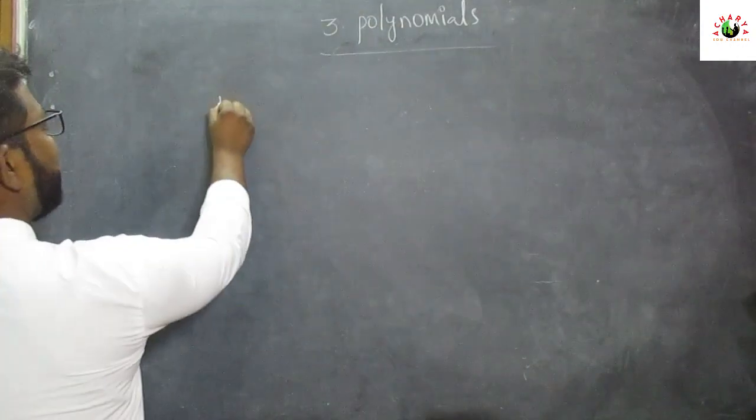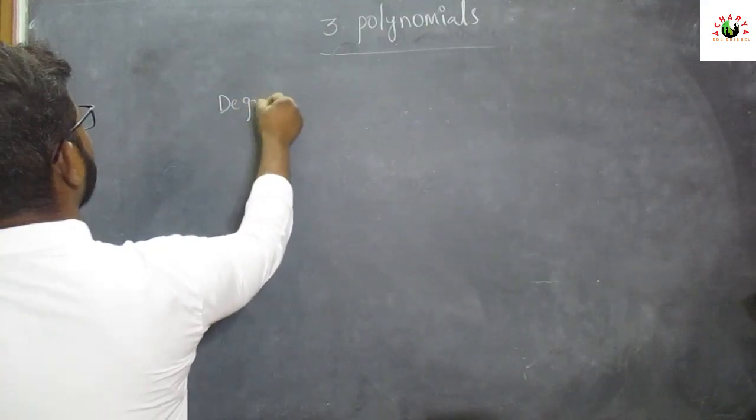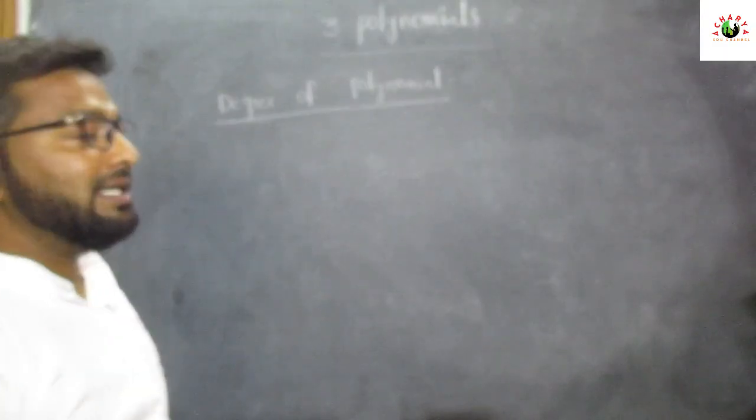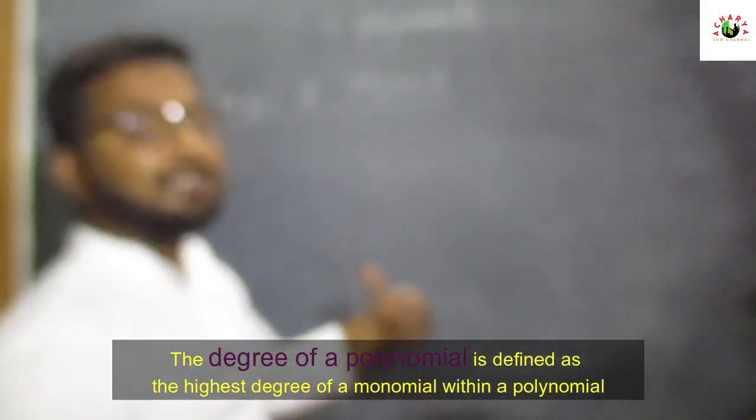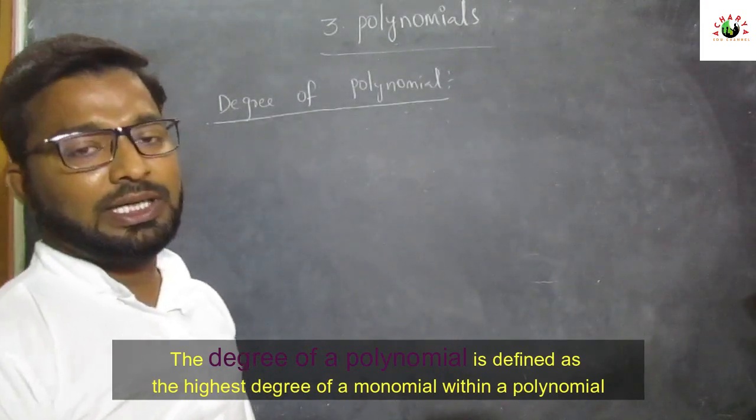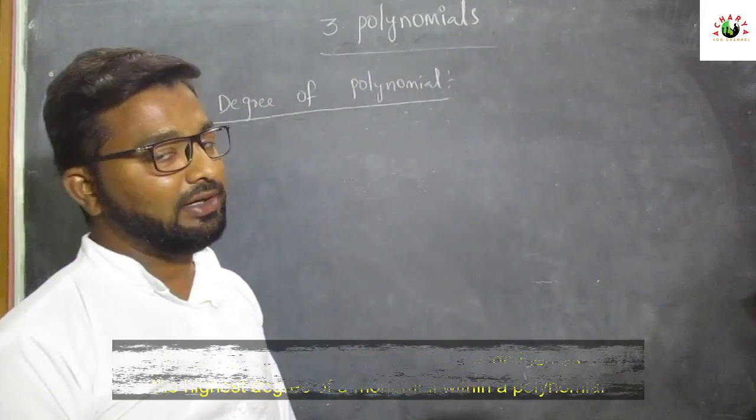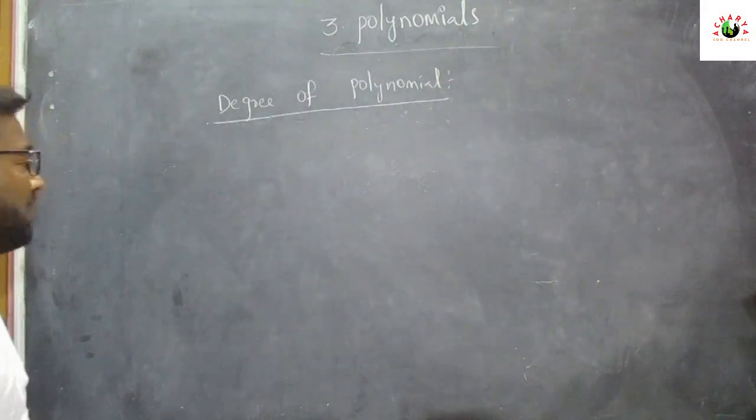Next topic, degree of a polynomial. So what is meant by degree? The highest power of the variable in the terms of a polynomial is called the degree of the polynomial. I am giving an example.